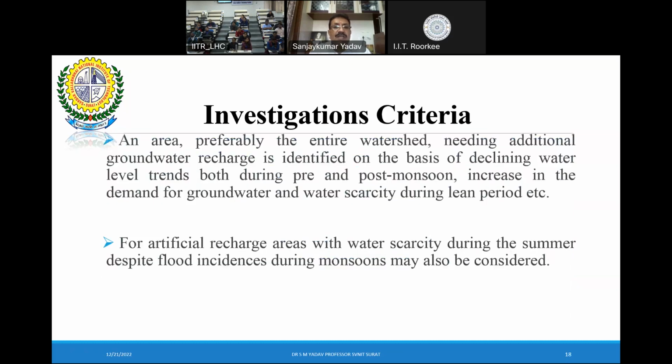Investigation criteria. When you have decided that at this location you want to go for construction of a pond, what are the criteria which are required to be investigated? The entire watershed needing additional groundwater recharge is identified on the basis of declining water level trends both during pre and post monsoon, increase in the demand for groundwater, and water scarcity during lean period. For artificial recharge, areas with water scarcity during the summer despite flood incidences during monsoon may also be considered for selecting the site for the percolation tanks.